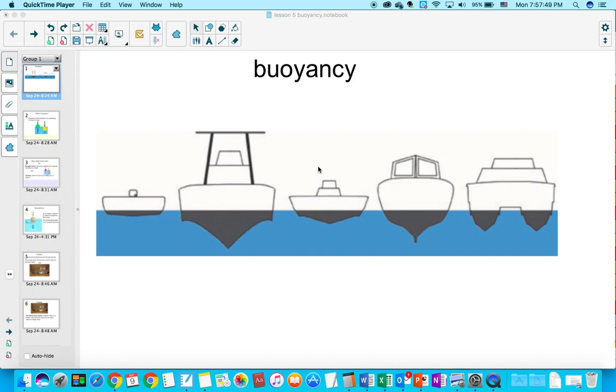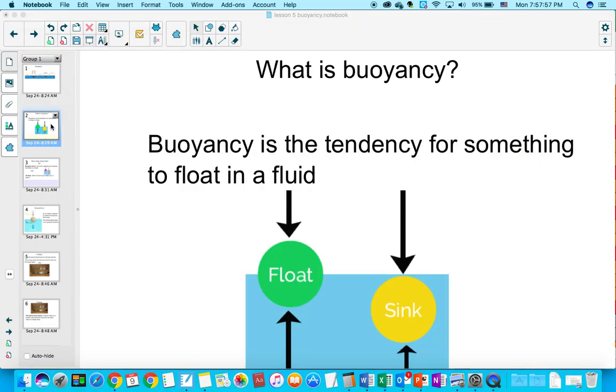Video, you're watching lesson 5 on mix and flow of matter. This lesson will focus on buoyancy and what that word means and how it can be applied. So, buoyancy is the tendency for something to float.